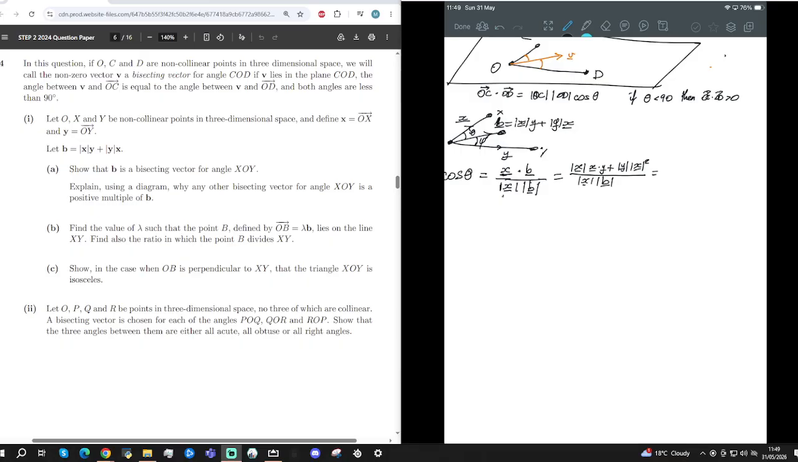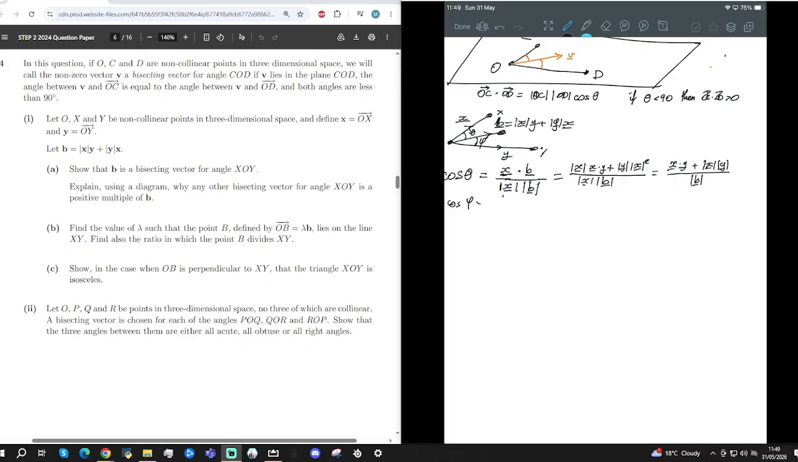I can expand the dot product over a bracket, and that x dot x is mod x squared. So now we've got a mod x in common, so that's x dot y plus mod x mod y over mod b. And now this is really promising because there's nothing about this answer which was special about x. I used the vector x to create this, but x and y are symmetric.